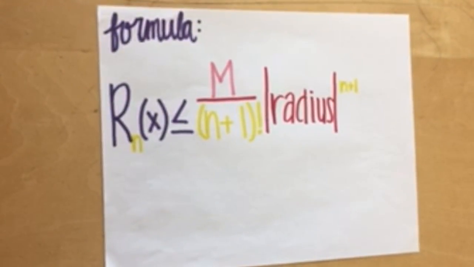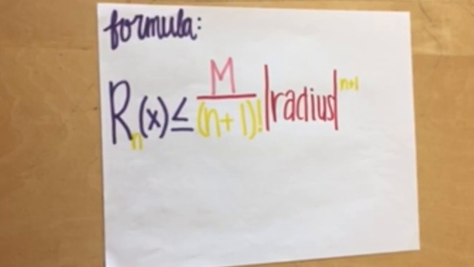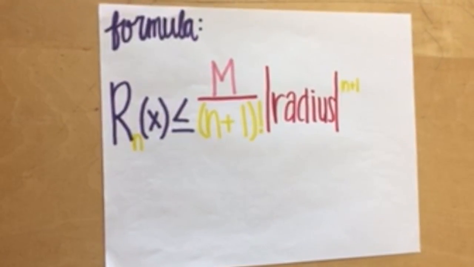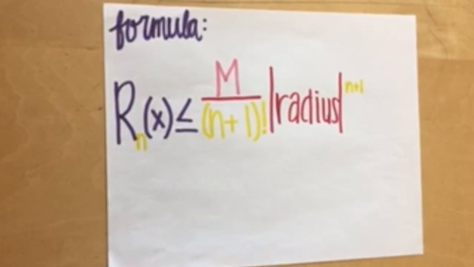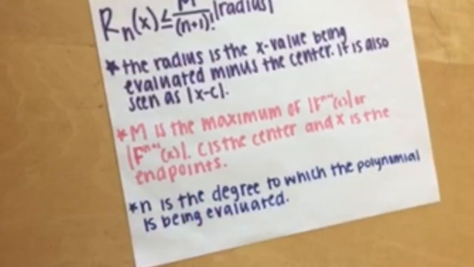The formula for Lagrange error bound is the error is less than or equal to M divided by (n plus 1) factorial multiplied by the radius raised to n plus 1. So what does this exactly mean?